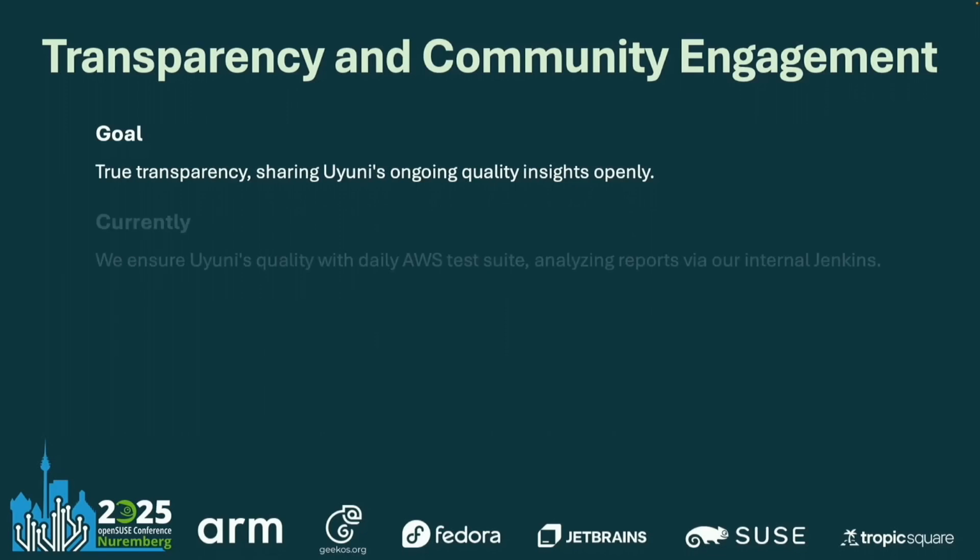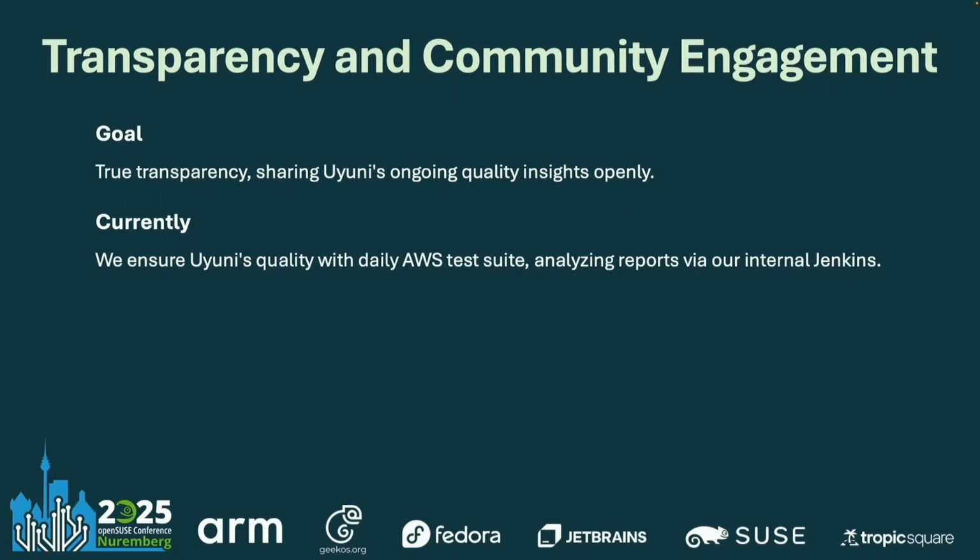Right now, we have a complete Uyuni test suite that runs every day in Amazon Web Services. These tests are started, and the test reports are shown and looked at through Jenkins systems. But that's inside our own internal network. So this is great for our internal team, but the problem is that these detailed reports are not easy for outside people of the wider community to see.